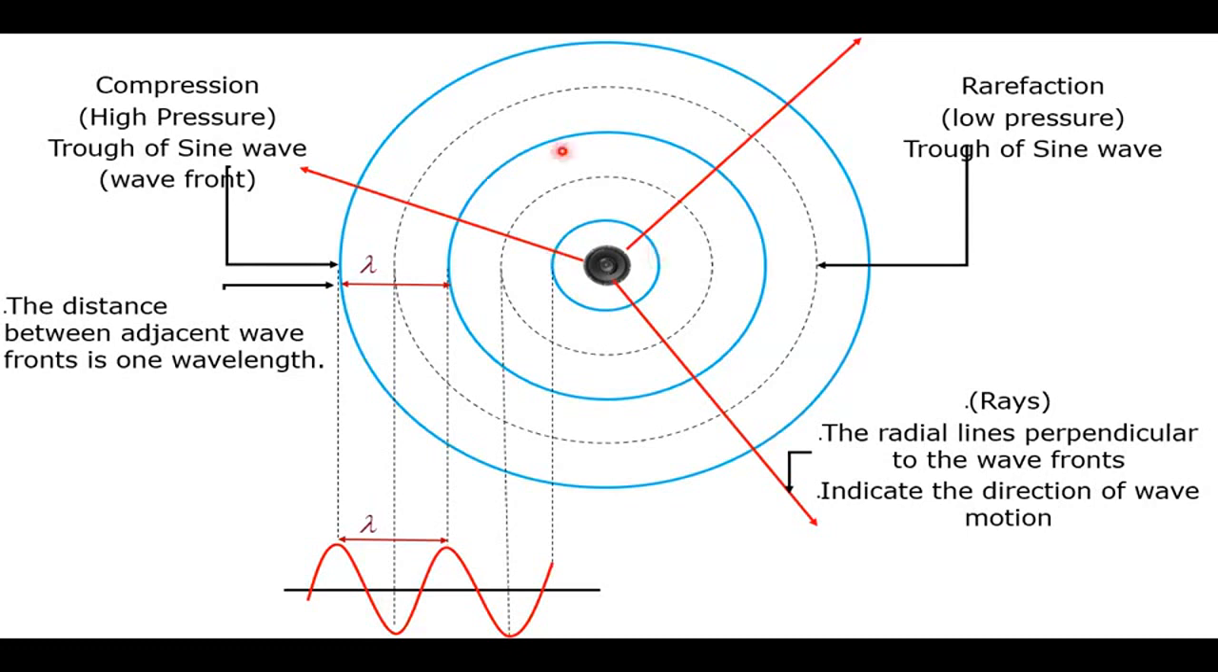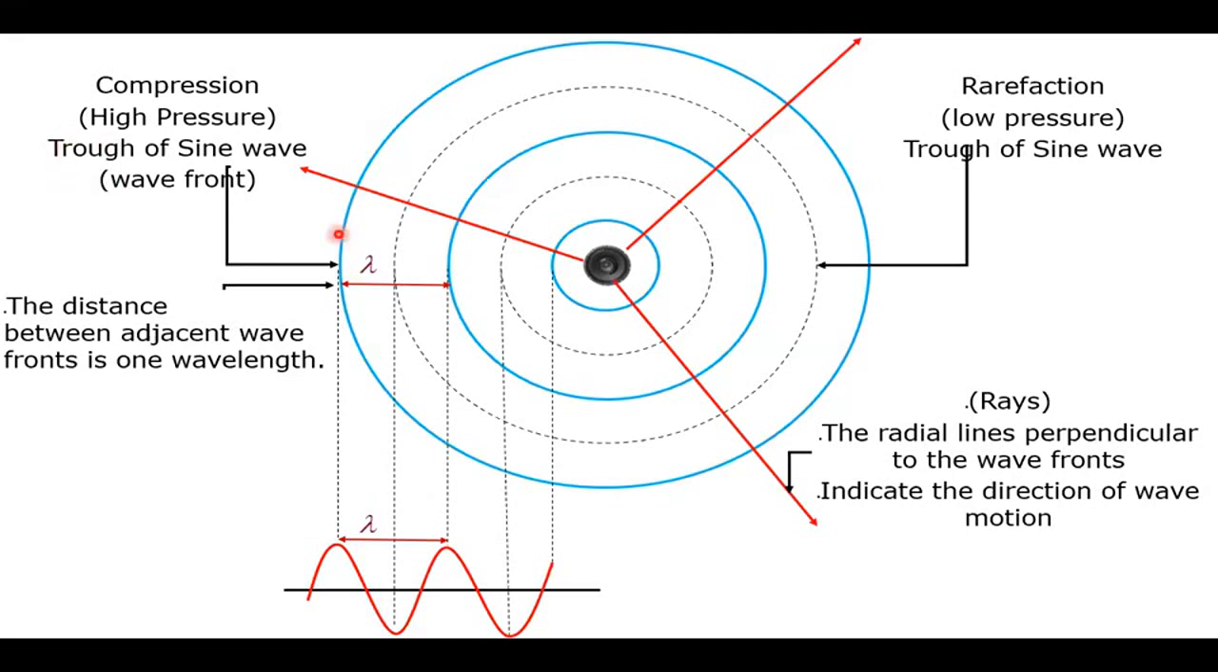This is another sphere, another compression, another high pressure, high density region, or another wave front. This is a third compression, a third wave front, a third crest for the sine wave. It's written trough here, but it's the crest. I didn't change this in the lesson; it was also written crest, but this is not crest, it is going to be trough.